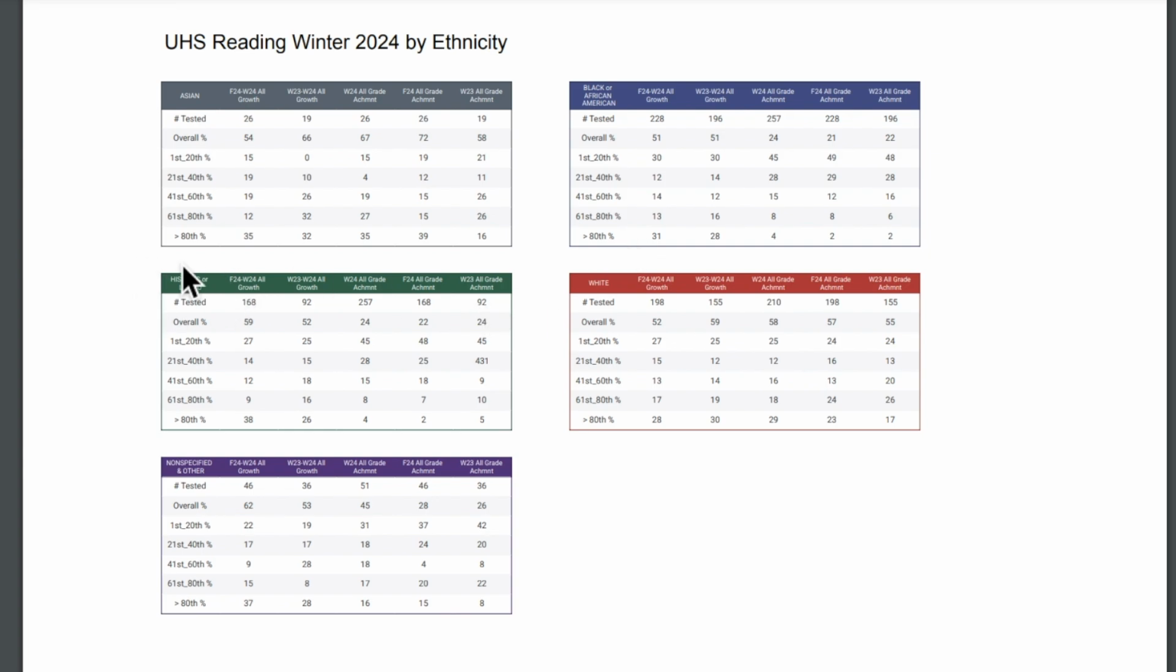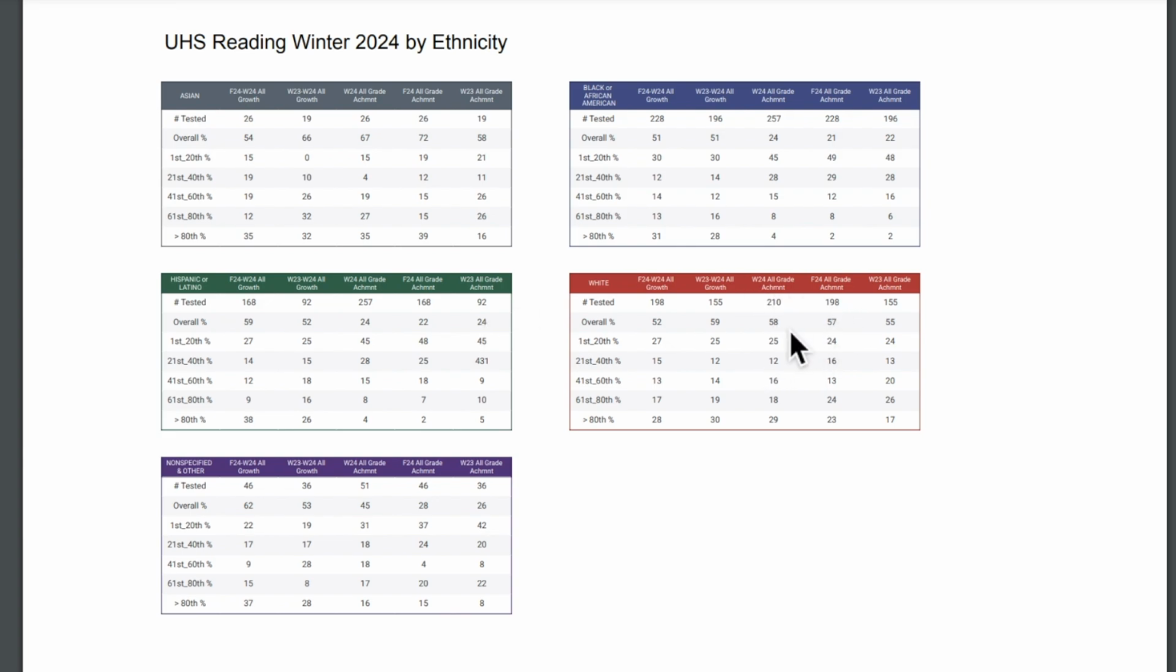And so here we have Hispanic and Latino students. And here if we look at achievement in reading, this is all grades, 22nd percentile in reading in the fall, 24th in the winter. So you see growth, and you can see last winter that they were at the 24th percentile.